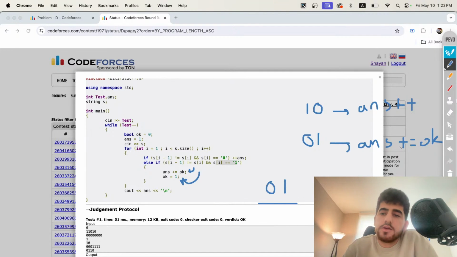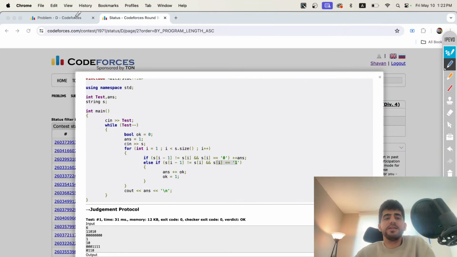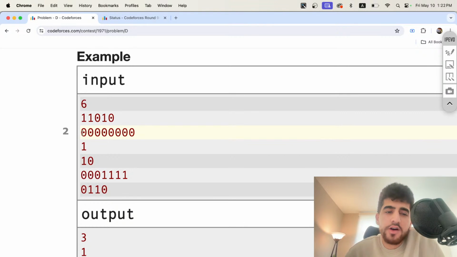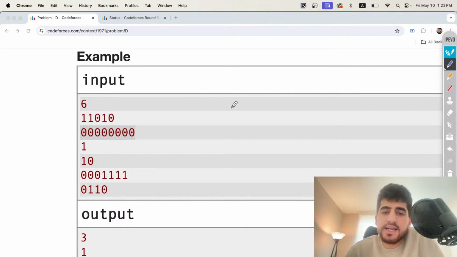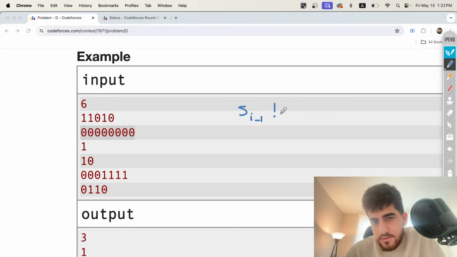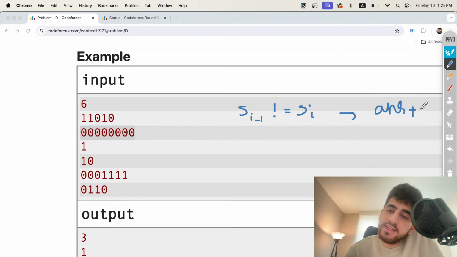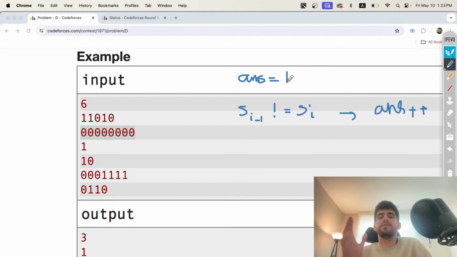The point is, how to implement it. If I want to implement it, I just do this. I'll have a for on my string. Whenever I see that S of I is not equal to S of I minus 1, I increase the number of blocks. So I say ans plus plus, and ans should be initially 1 because at the beginning we have just one block, the whole string. But whenever we see two elements which are not equal, we say ans plus plus.